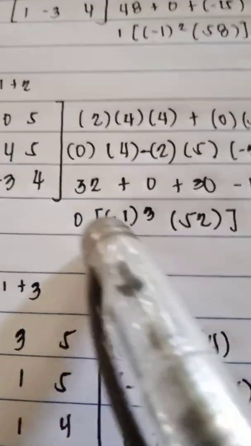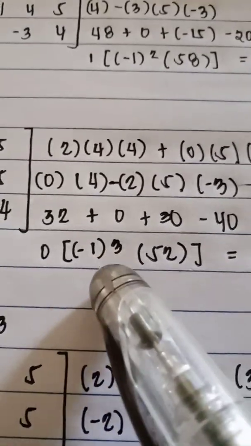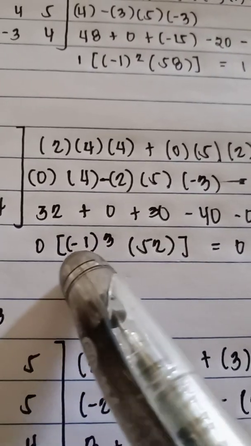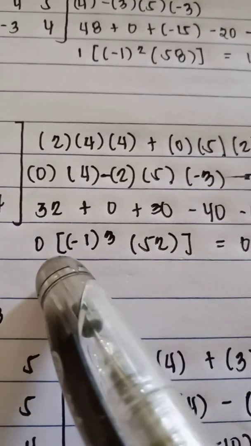So in order to get the determinant for this, we will use this one. So 0. Why 0? Because 0 is the one intersecting here. So negative 1 to the power of 3 times the determinant for this, which is the 52. So negative 1 to the power of 3 is equals to negative 1.